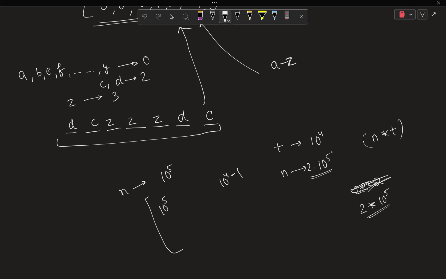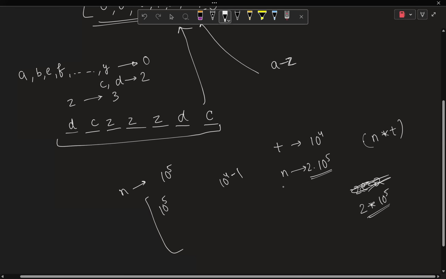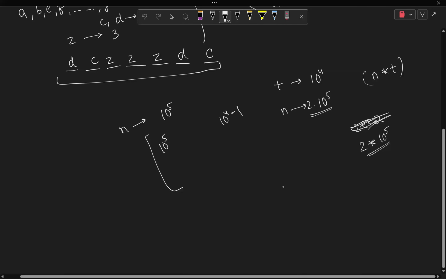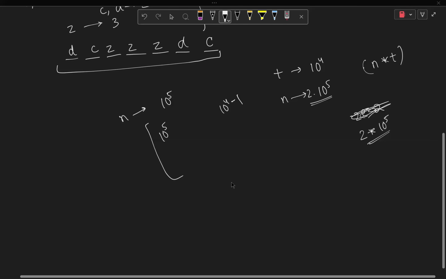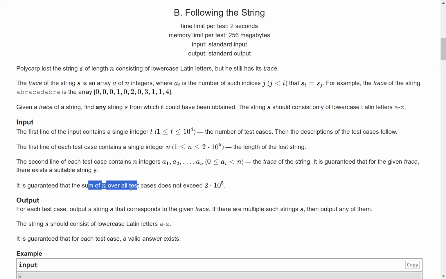So in the worst case, it'll still be 10 to the power of 9 only, no? How can it be 10 raised to the power 9? They have actually mentioned that the sum of n will never be greater than that.